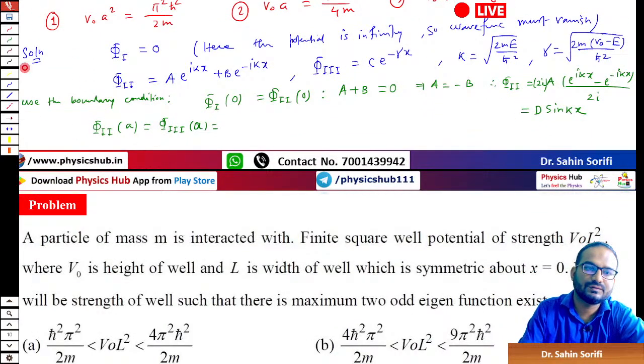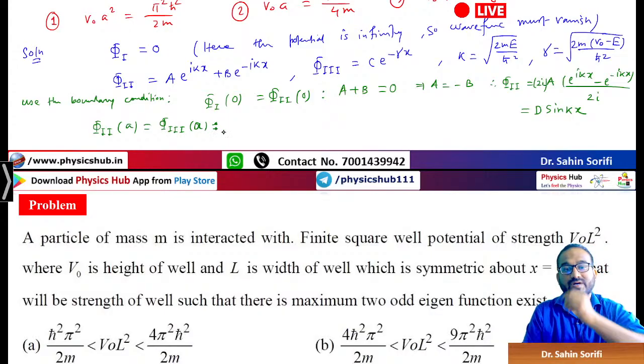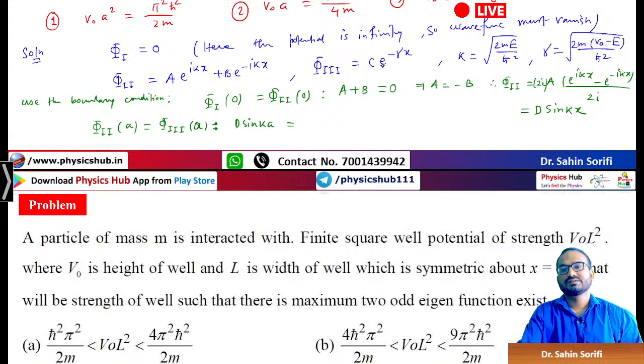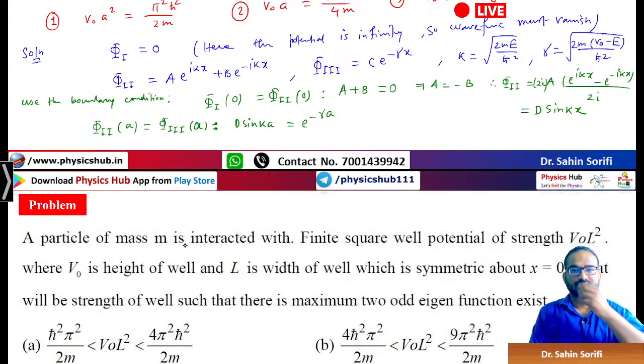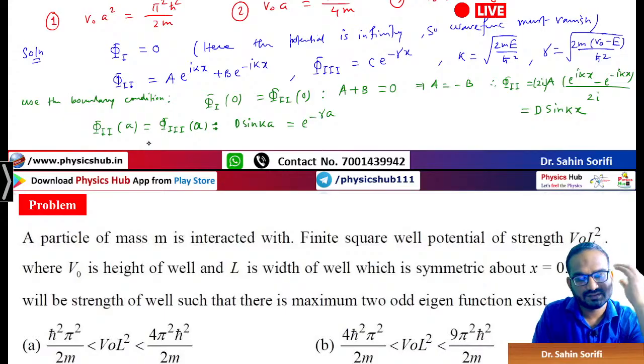So if it is so, what can we write? Phi 2 at x equals a, so d sin ka, is equal to phi 3 at x equals a. Phi 3 is c to the power minus gamma x, so c to the power minus gamma a. Now we got two equations. This is one equation, and the differentiability, what is that?